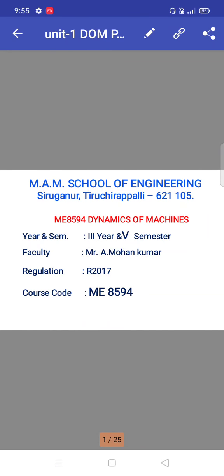Today we will see dynamics of machines. Actually, it's extracted from kinematics of machinery, the next version of kinematics of machinery. So, what is the difference between kinematics of machine and dynamics of machines? Kinematics of machine means the object in motion where the forces acting on the object or machine are not considered. That is kinematics of machine.